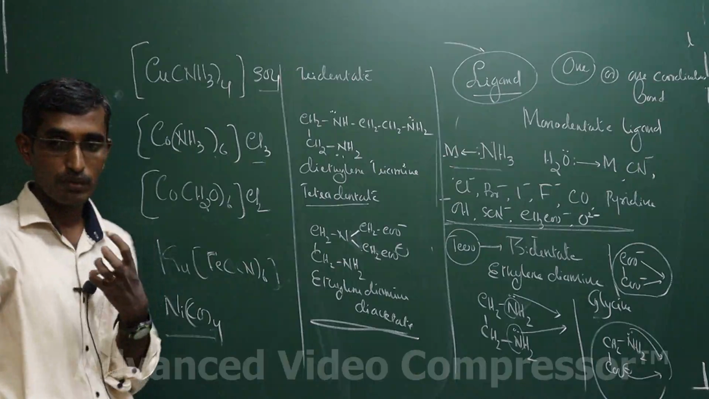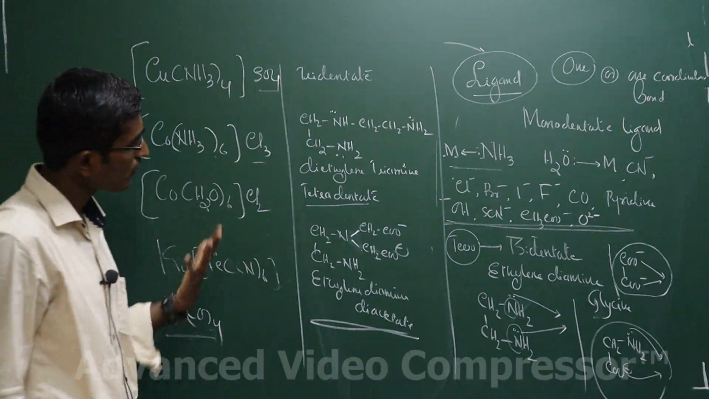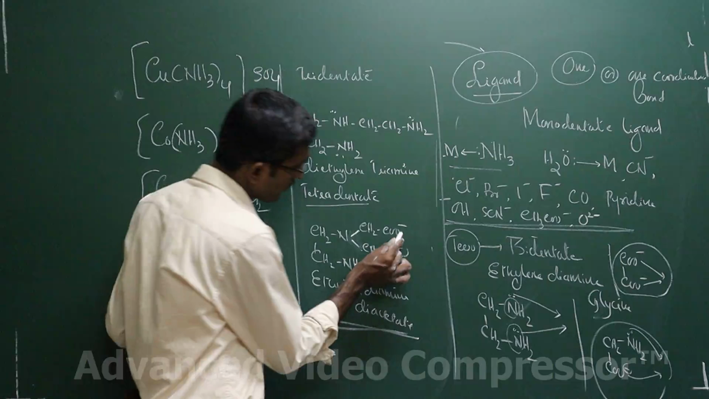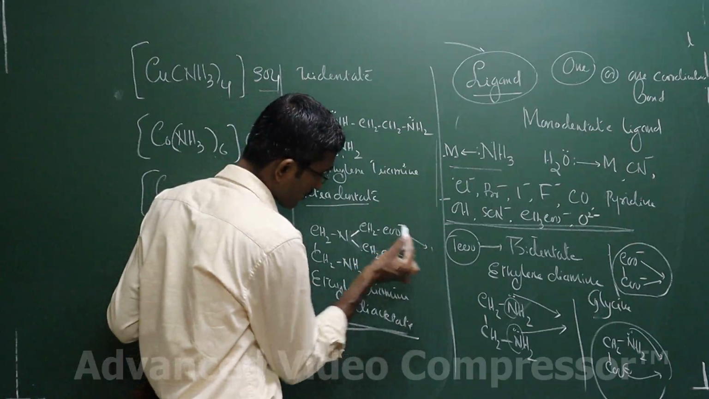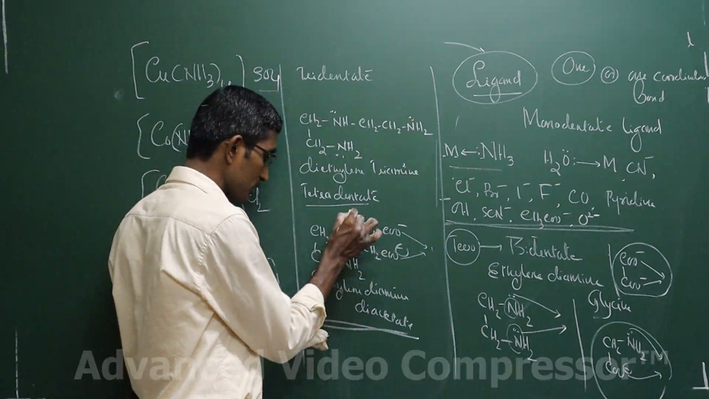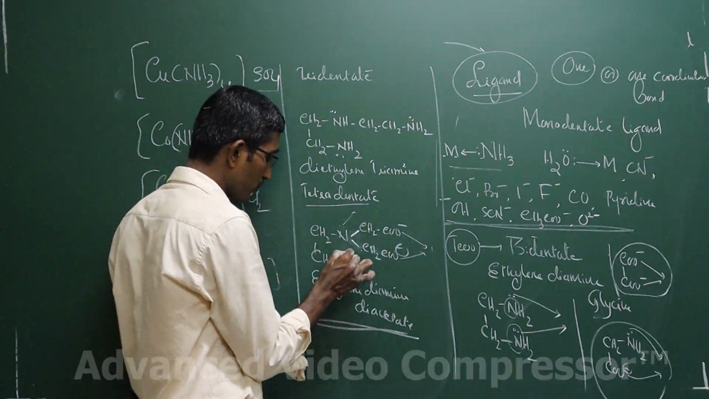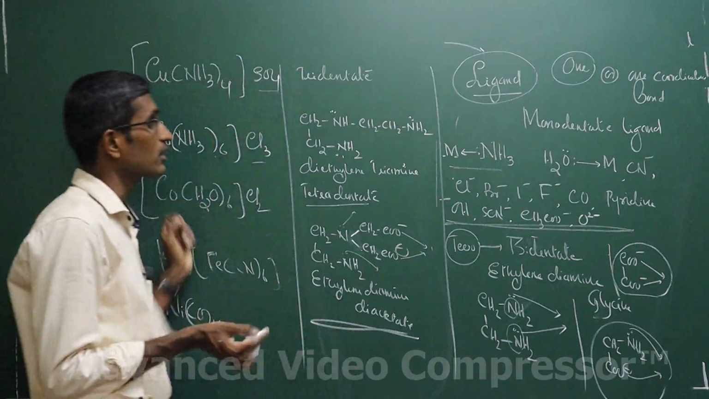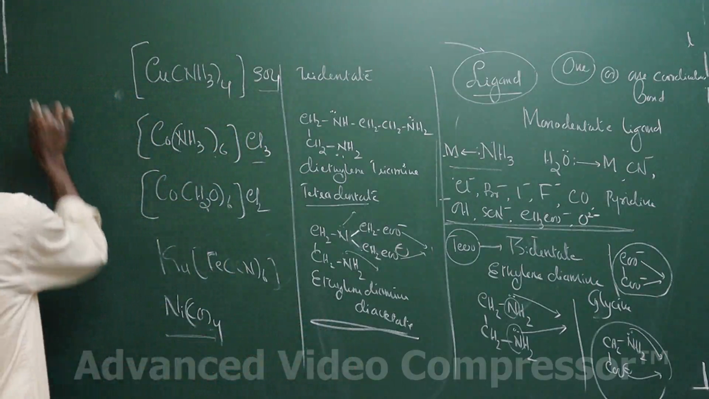How many coordinating bonds can it establish, or how many coordinating atoms does it have? So this oxygen can link to the central metal ion. This oxygen also can establish. This nitrogen can establish, 1, 2, 3, 4. That is, it is a tetradentate ligand.